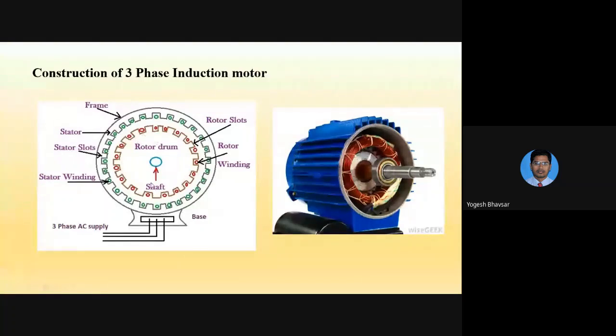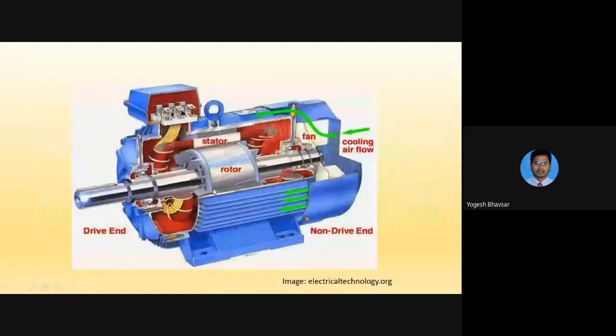Now the rotor assembly is similar to the stator. There will be a silicon stamping core, and over this core the slots are there, and inside these slots there will be rotor conductors. So this is the construction of the three-phase induction motor. Another pictorial view, where you can see the various components present in this cut section of the three-phase induction motor.